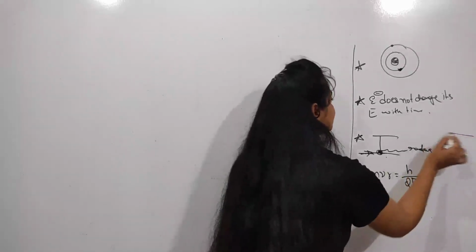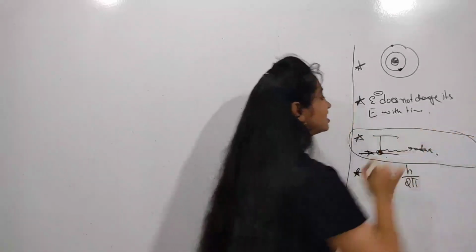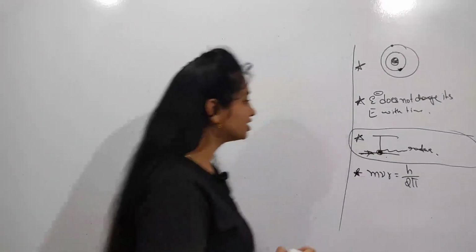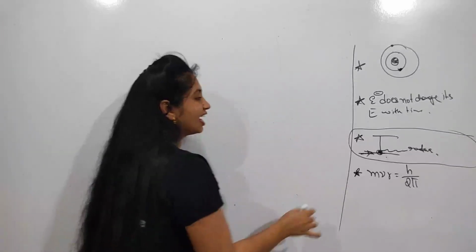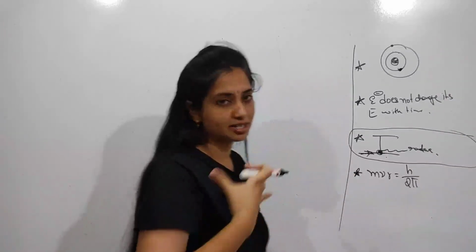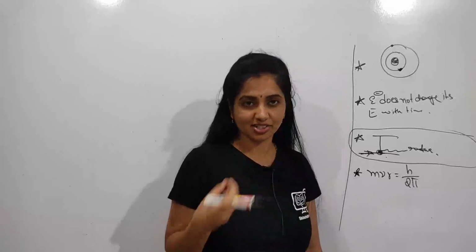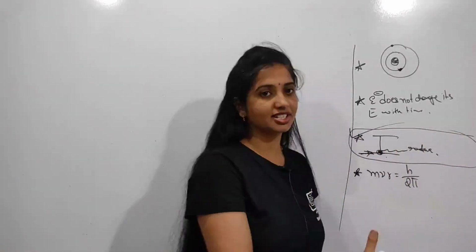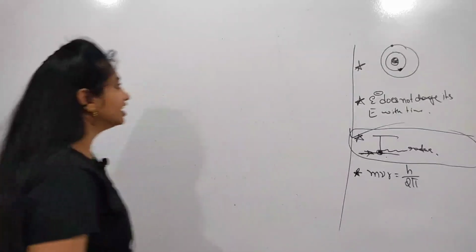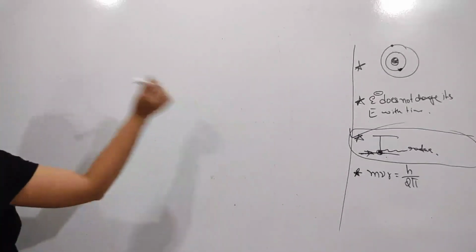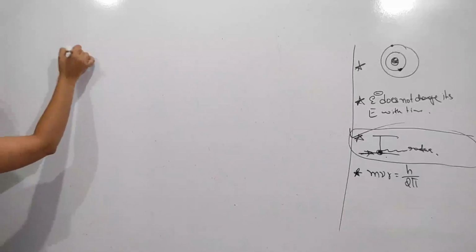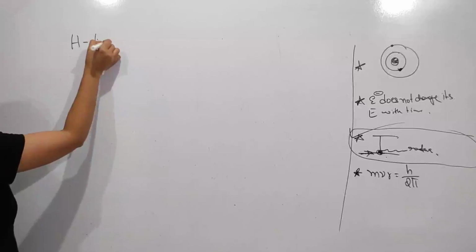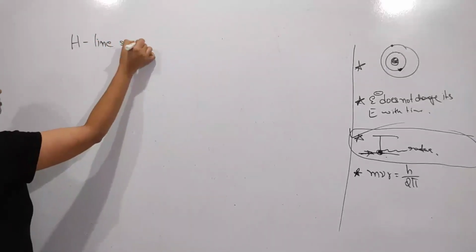To arrive at the third postulate, he thoroughly studied the hydrogen line spectrum. He studied all about atomic spectra, thoroughly studied the hydrogen line spectrum, and then he gave us these postulates. In today's class, I wish to explain atomic spectra, that is, the hydrogen line spectrum.